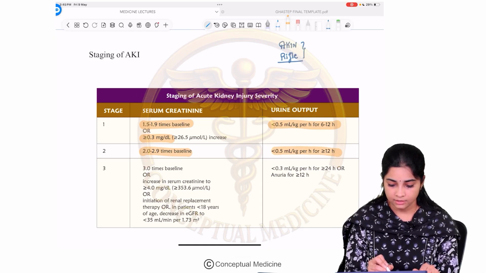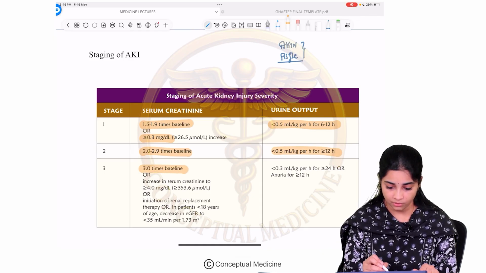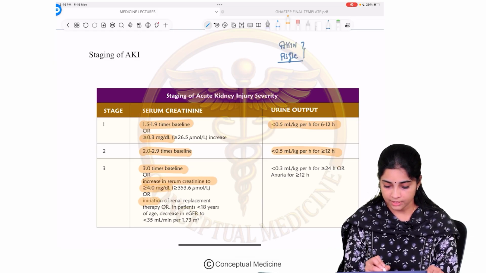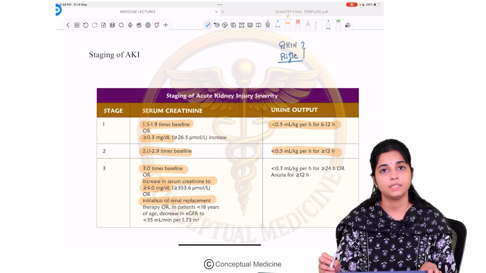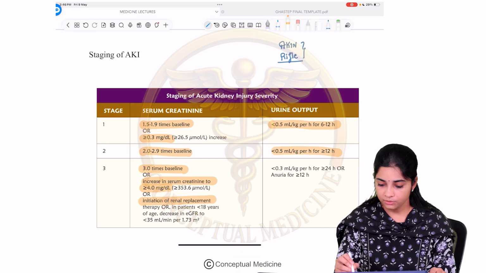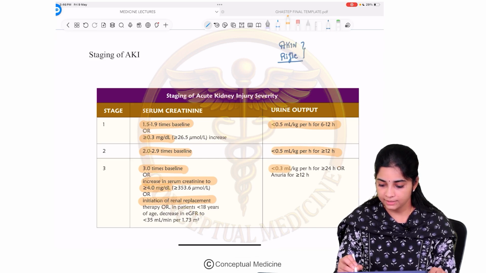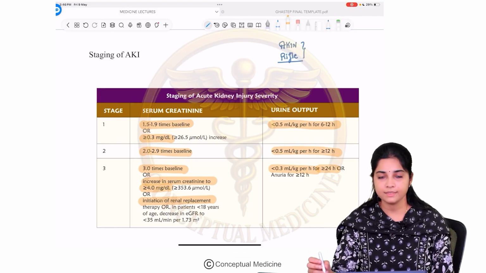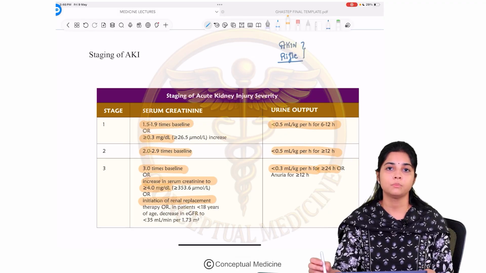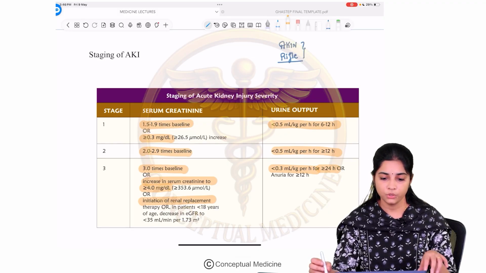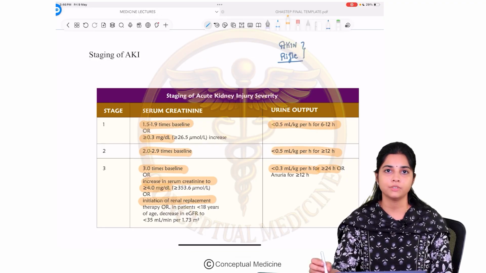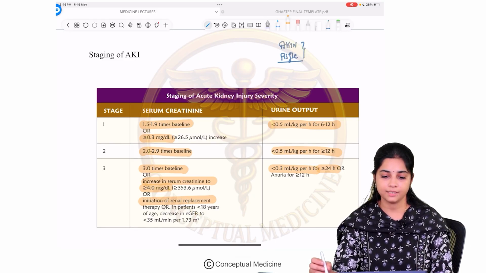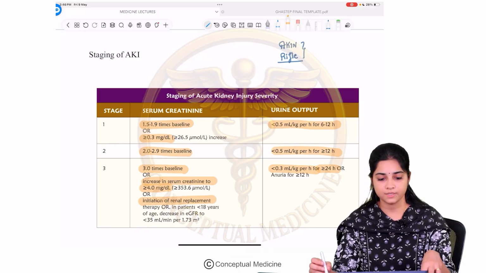Stage 3 is when the creatinine is more than 3 times the baseline, or the increase in serum creatinine has been to more than 4 mg per deciliter, or the patient has to be initiated on renal replacement therapy. Then it is your AKI stage 3. And based on the urine output, it is urine output less than 0.3 ml per kg per hour for more than 24 hours. So this is about your staging of acute kidney injury. Staging of acute kidney injury is based on your serum creatinine as well as the urine output levels. So we understood what is stage 1, 2 and 3.